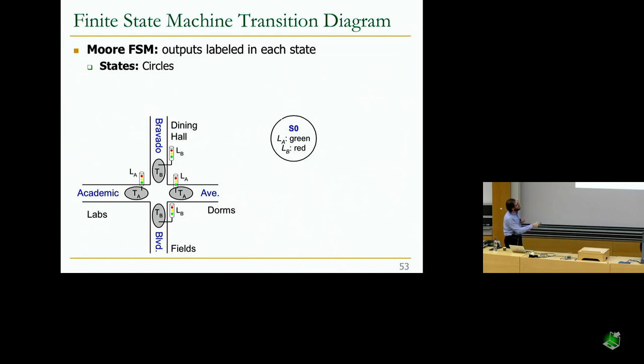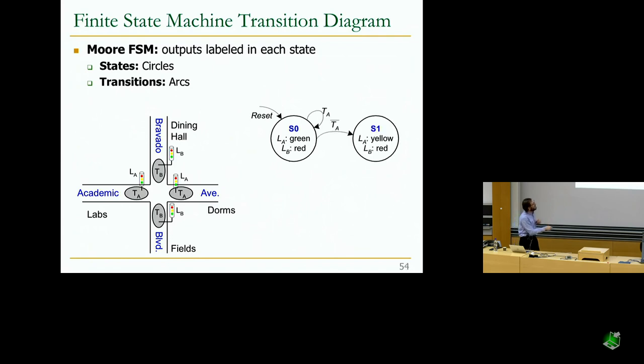But basically, this is our state. In this state, the light here is green, and the light here on B is red. Let's call that state zero. Let's assume that that's our state to begin with. Whenever you want to reset the system, for example, all of the lights went down, you reset it and you start from this state. Transitions are arcs, so this is an arc basically. Whenever you get the reset signal, you transition into the state.